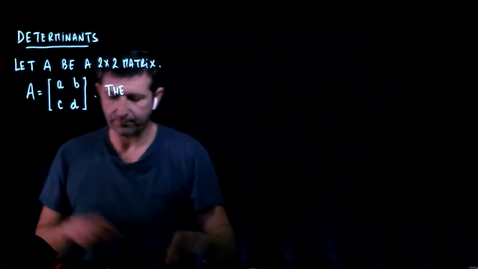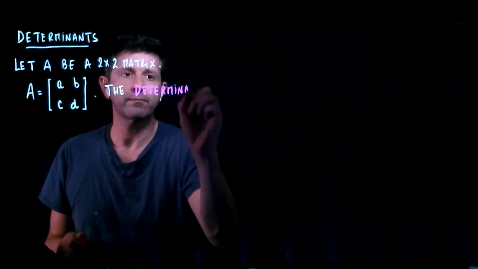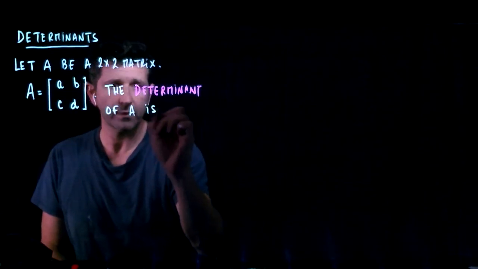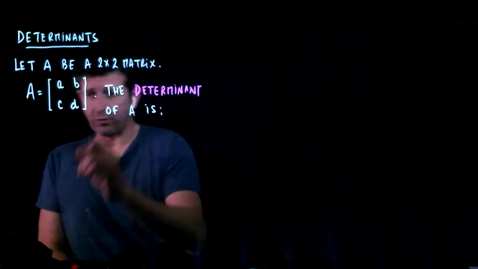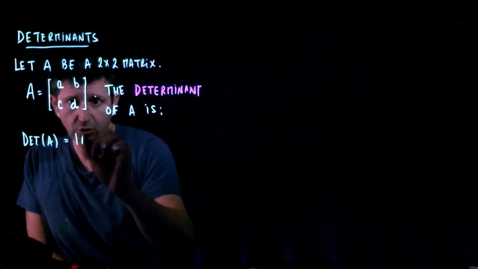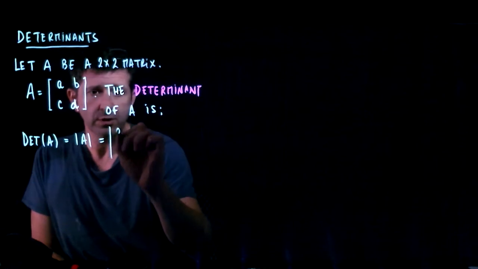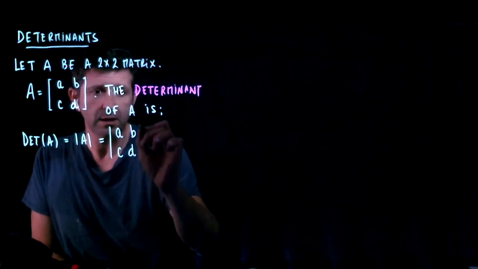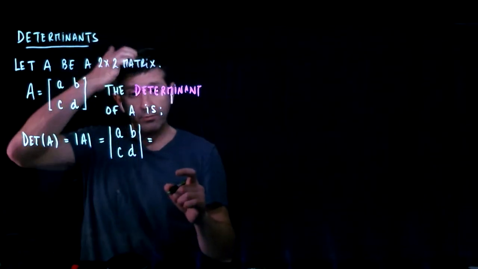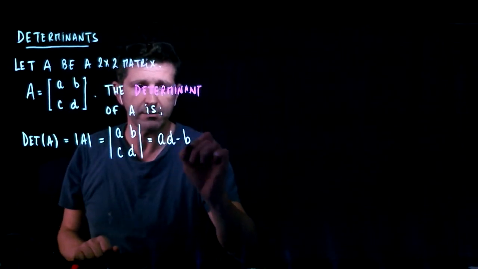The determinant of A is, so the notation for the determinant is we write det of A, or we also write two bars around A, or we rewrite the matrix, but instead of putting brackets, we put two bars. So A, B, C, D. And all this means the same thing. What is it equal to? It equals a number, which is A times D minus B times C. AD minus BC.